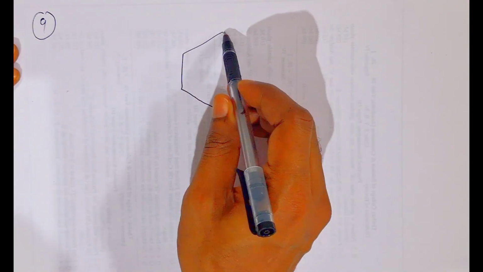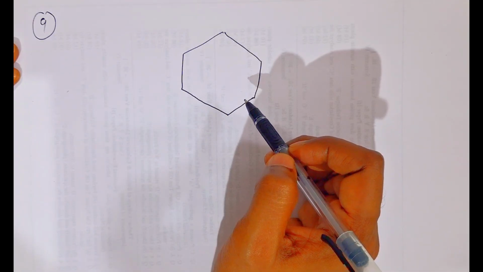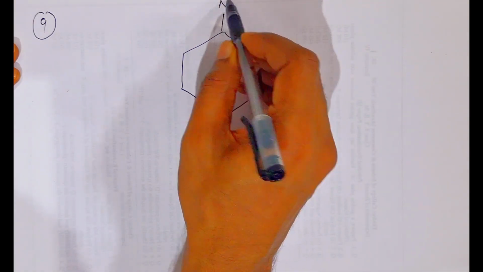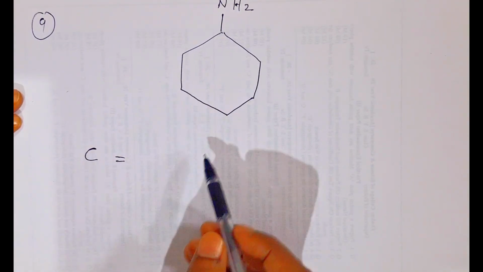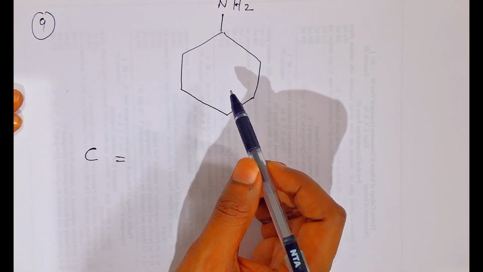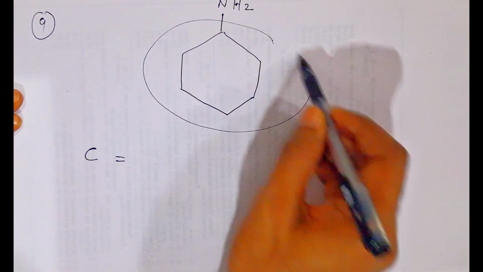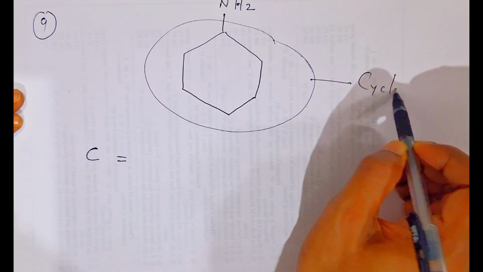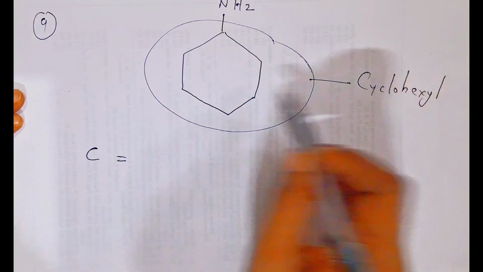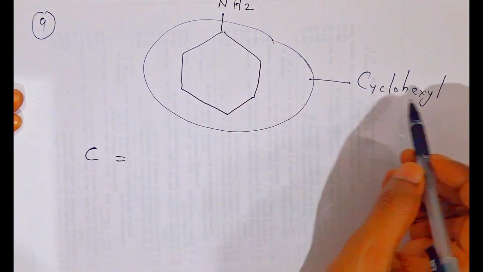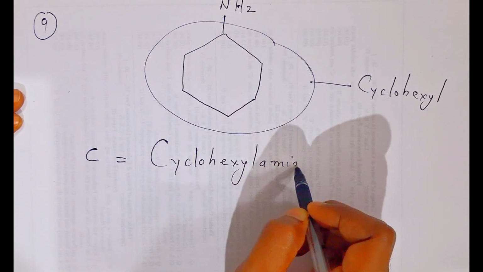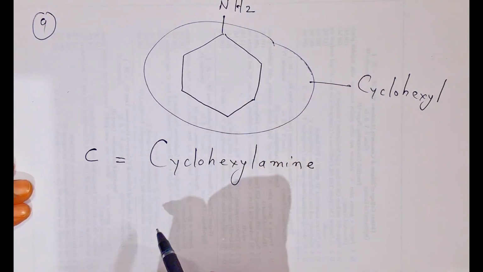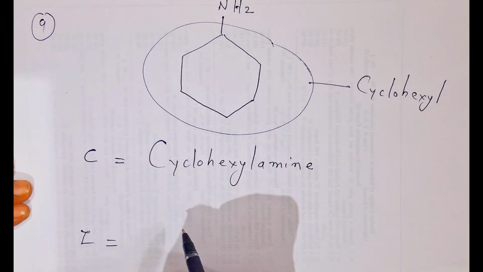This is cyclohexane, students. Now if the amine is attached here, what happens? What will be the common name? Since it is cyclohexyl, we call it cyclohexyl, and to whom the amine is attached, we call it cyclohexylamine. Okay students, what will be the IUPAC name?